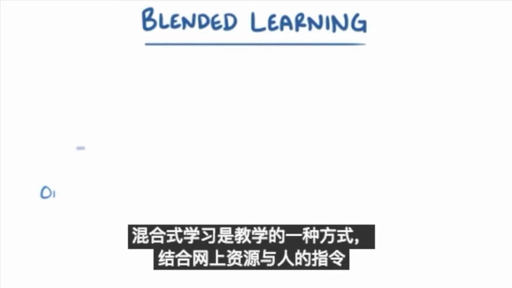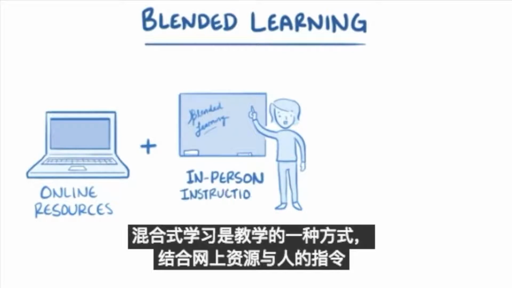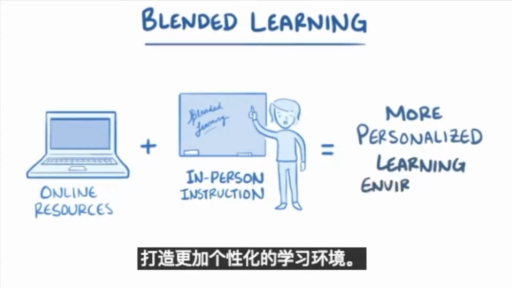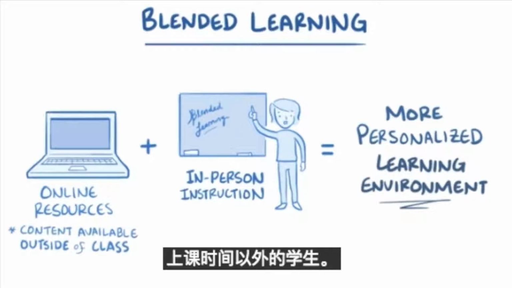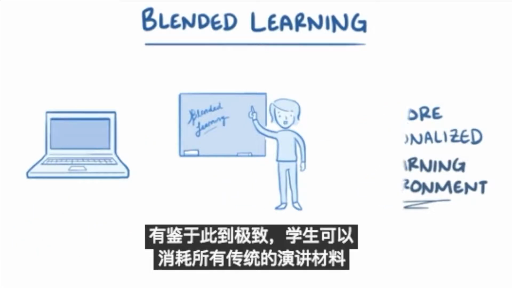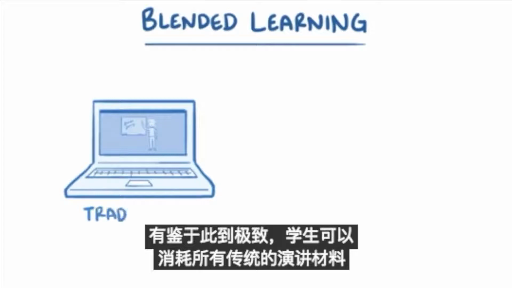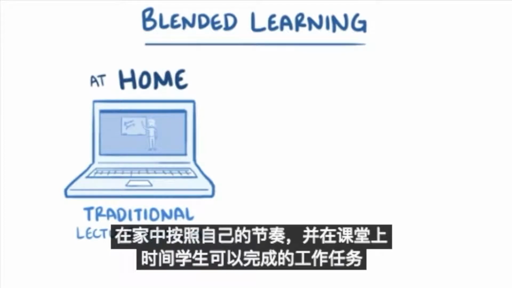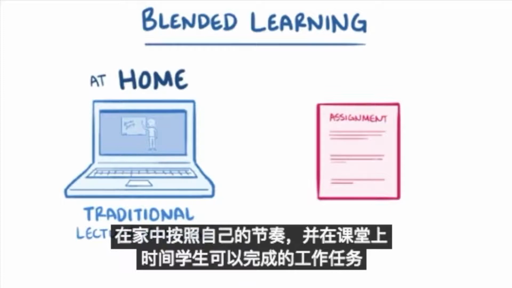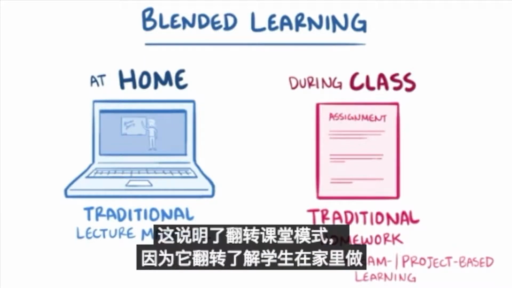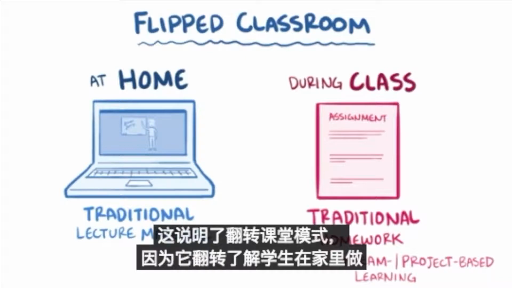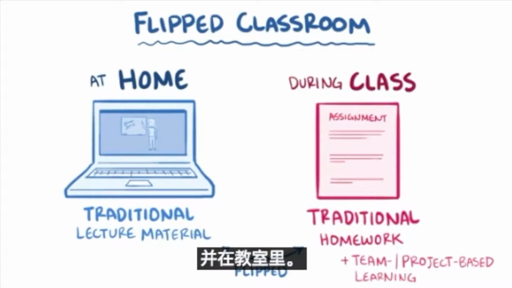A way of teaching that combines online resources with in-person instruction to create a more personalized learning environment. With blended learning, instructors often make some or all of the content available to the students outside of class time. Taking this to the extreme, students could consume all of the traditional lecture material at home at their own pace, and during class time they could complete work assignments traditionally given as homework during class, as well as other activities like team-based or project-based learning. This describes the flipped classroom model, because it flips what students do at home and in the classroom.